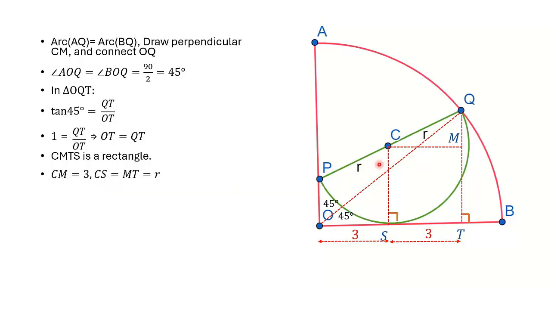And CS, that is this length, will be equal to this length, MT. But this is the radius. This means MT is equal to radius. MT is equal to R.